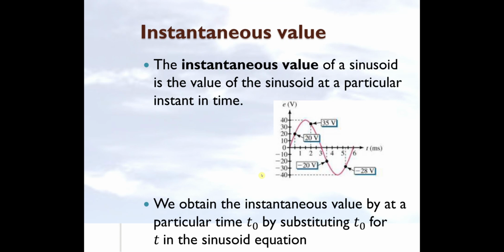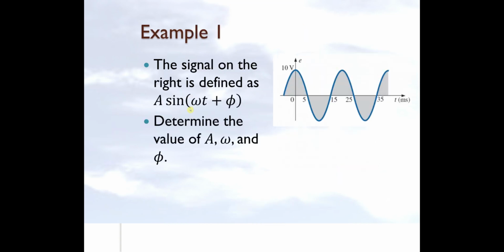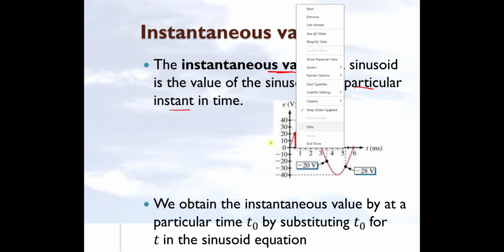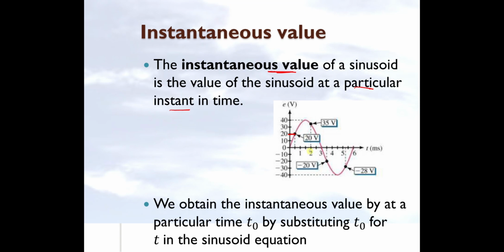One last definition that we have with sinusoids is the instantaneous value of a sinusoid. The instantaneous value is the value of the sinusoid function at a particular time instant. So for example, on this figure, at time equal to 0.5 millisecond, the instantaneous value is 20 volts. At time equal to 2 milliseconds, the instantaneous value is 35 millivolts. So the instantaneous value is the value of our sinusoid at a particular time.